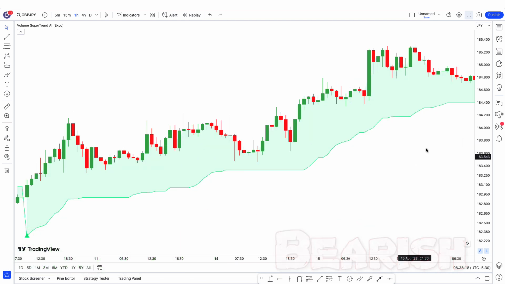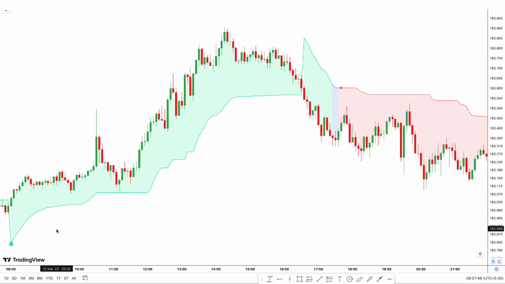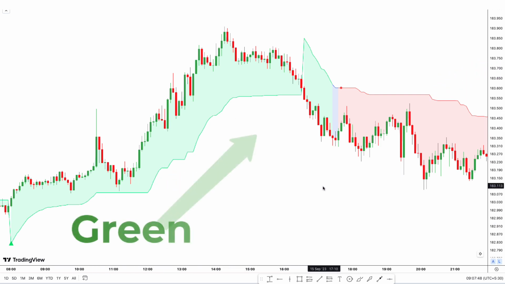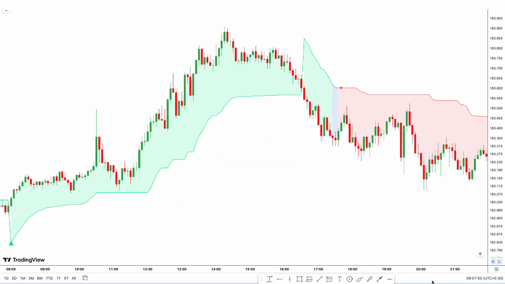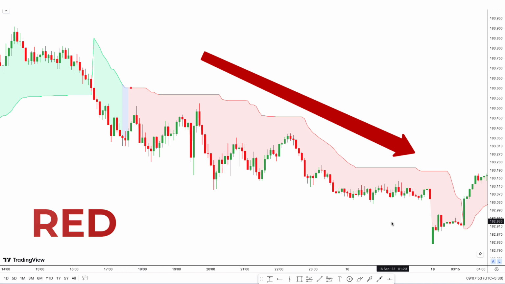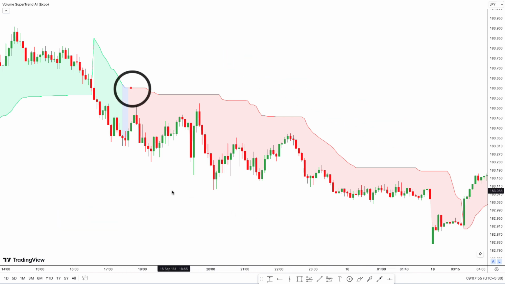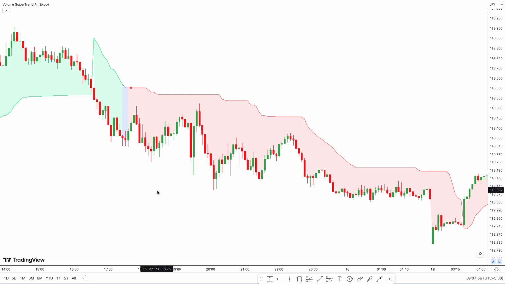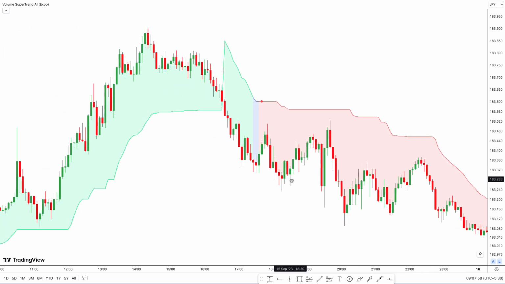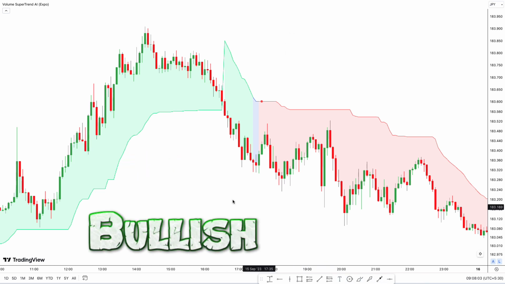signals in the market. Now, this indicator is composed of these green and red background fields. When the background field is green, that indicates a bullish trend. But when the background field is red, that indicates a bearish trend. This line that changes color from green to red and vice versa is called the trailing ATR line. As you can see, it closely mirrors the background fields. When it's colored red, it indicates a bearish trend, and when it's colored green, it indicates a bullish trend.